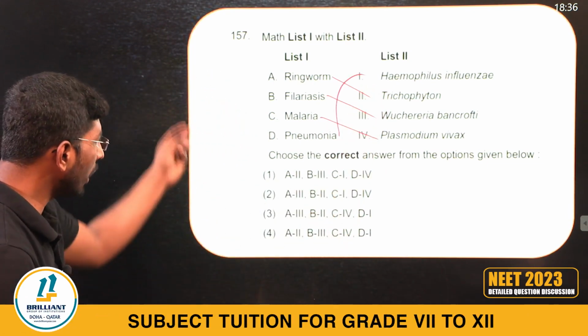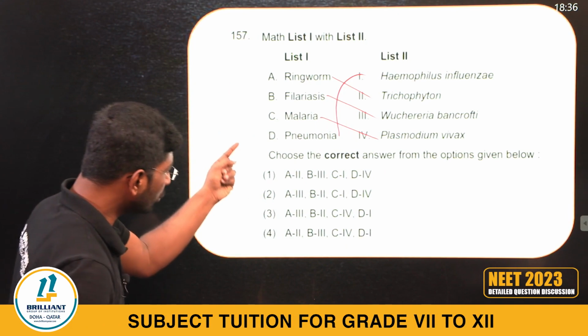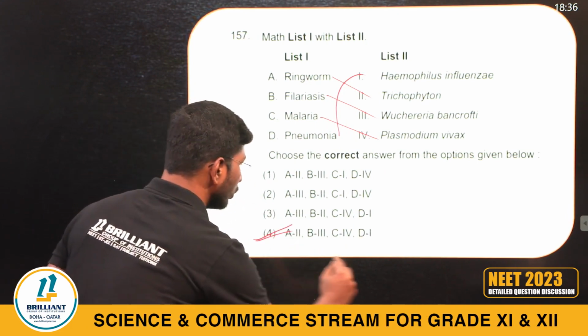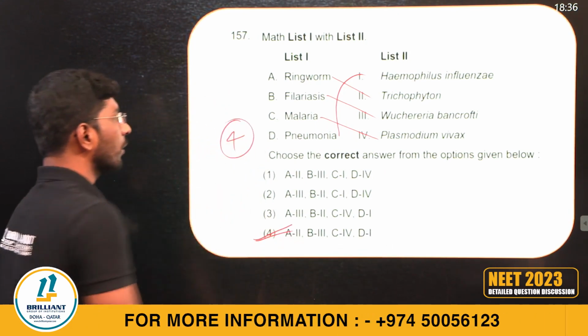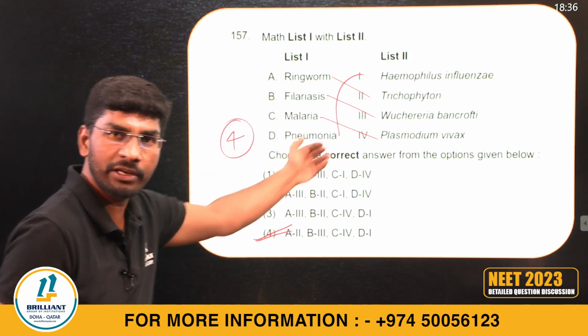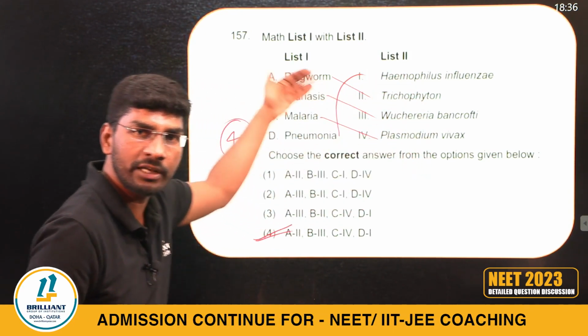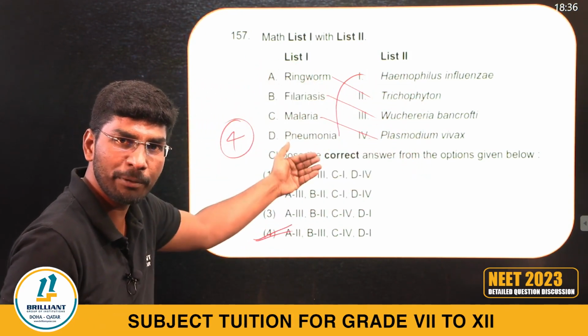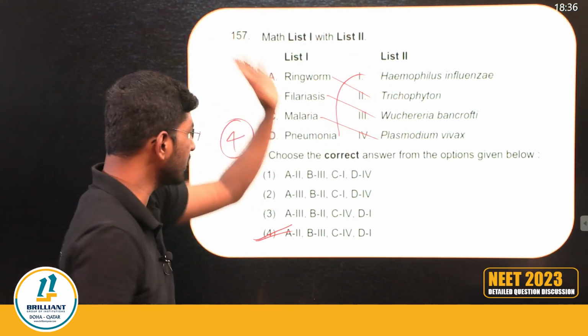The answer is 2, 3, 4, 1. Option 4. Different types of parasites and different types of diseases are given here. We need to identify which parasite causes which disease.